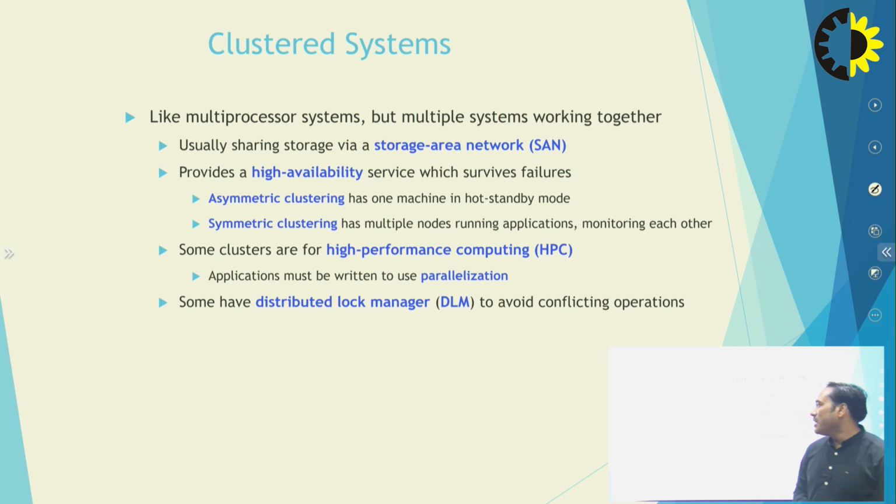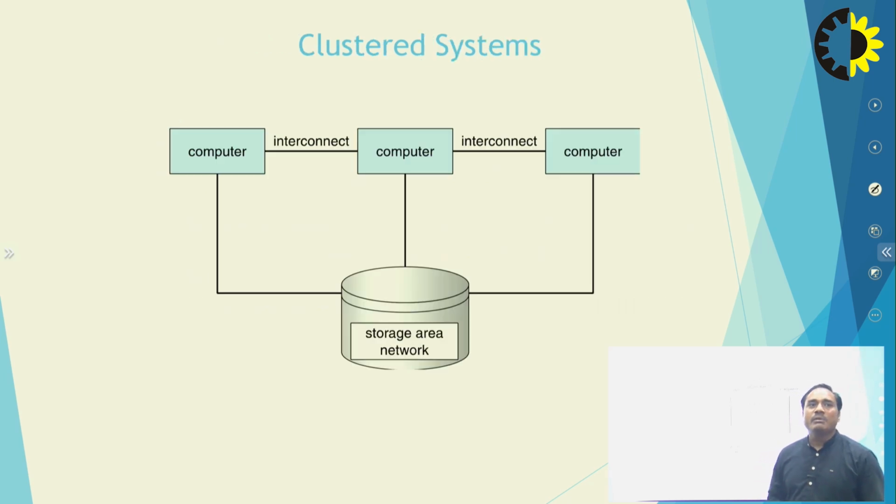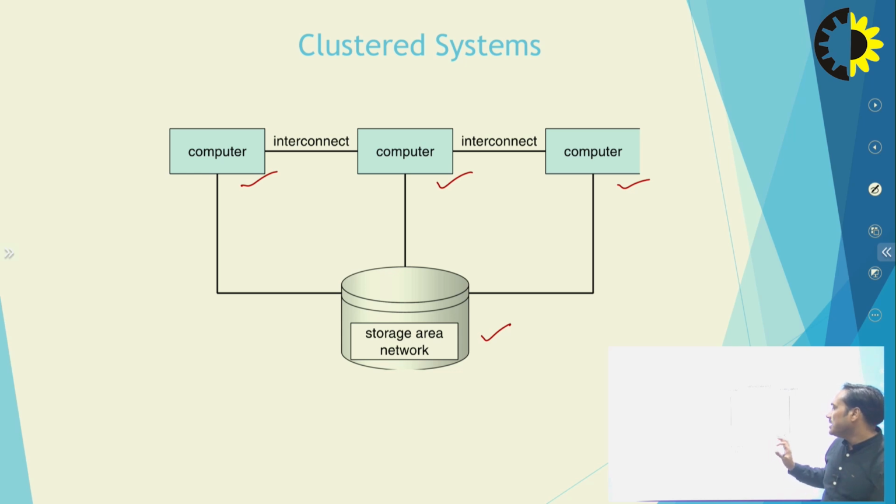Last is that some have a distributed lock manager to avoid conflicting operations. Why a distributed lock manager? They manage the locks in such a way that there is no conflict between the processes. So this is the diagram of the clustering system. They are interconnected to each other. This is the storage, and these are the computers. The computers perform their operations and are interconnected by a common storage area network, called the SAN. This is the common storage where all systems perform their tasks in a parallel way.